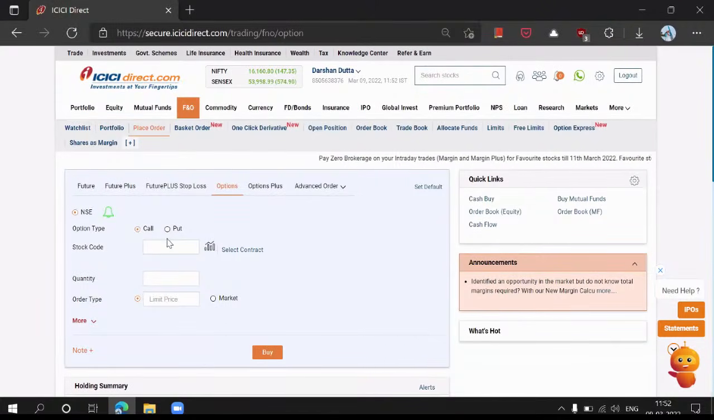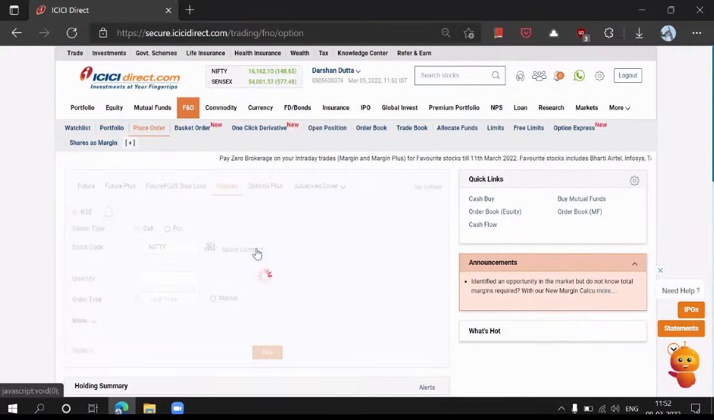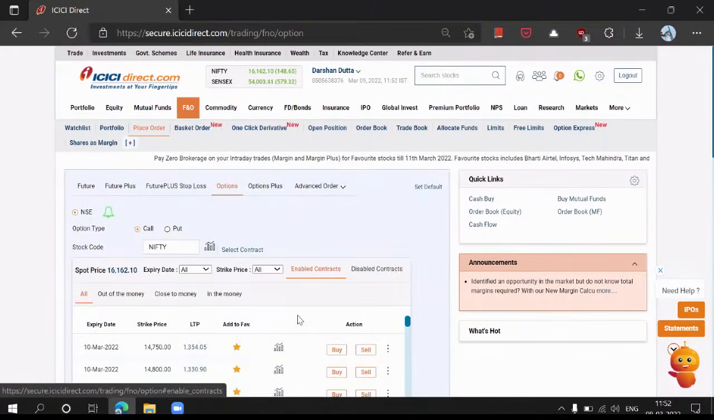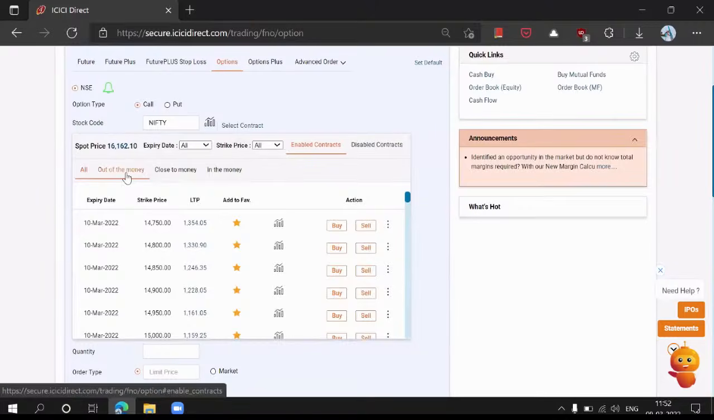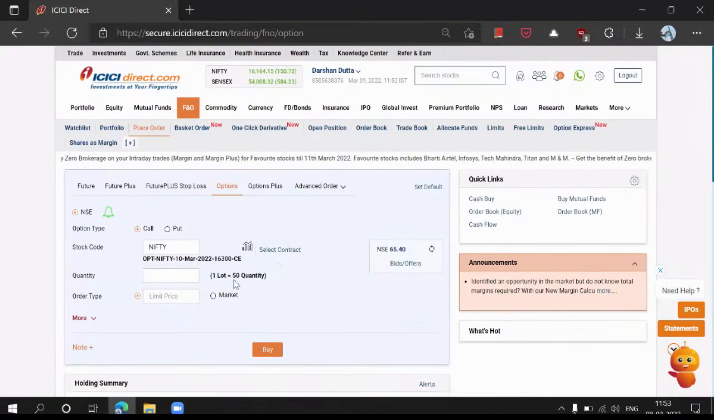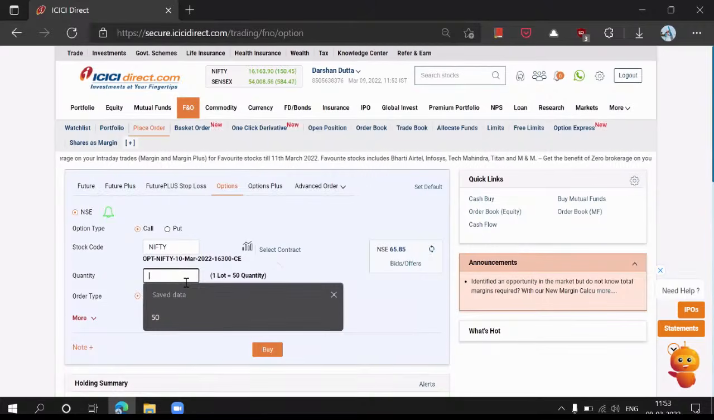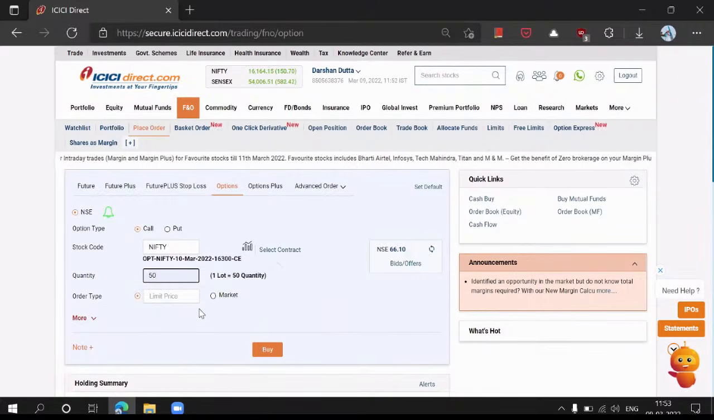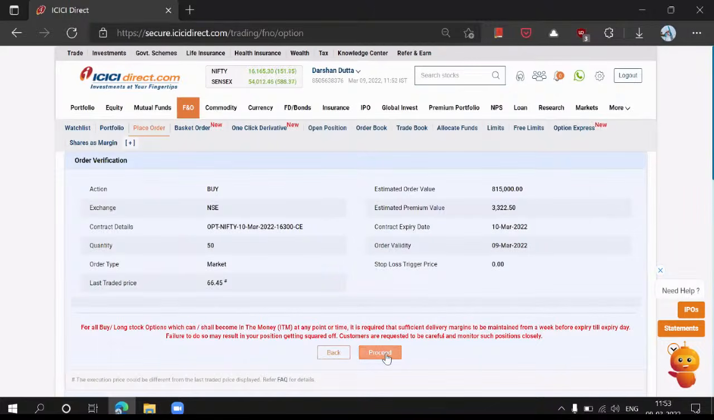Darshan, let's say we buy a 16,300 call. Let's just buy a 16,200 call also. We can buy now. Click on at the money. Yeah, we can buy this call. We take 50 contracts, and we execute this at market. So let's execute this trade, and then we'll also show you how to put a stop loss on this trade.